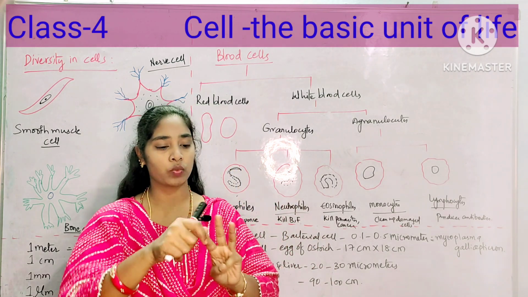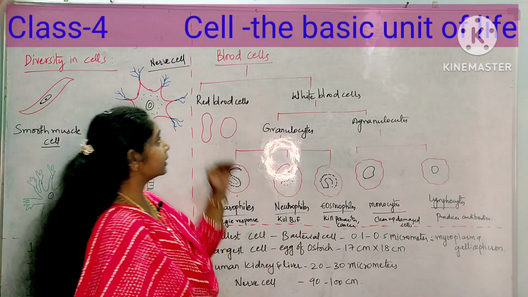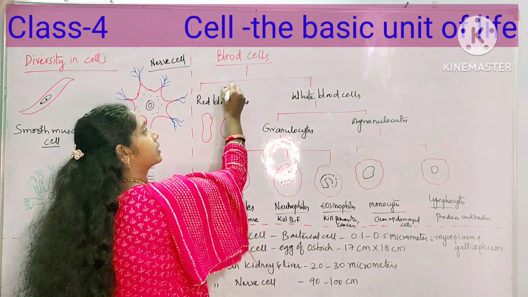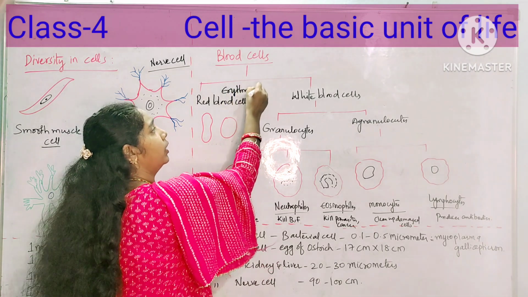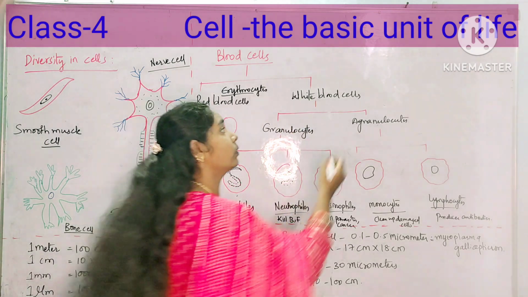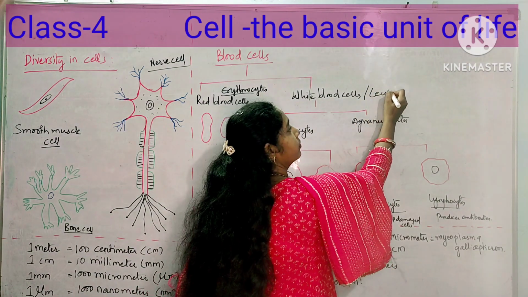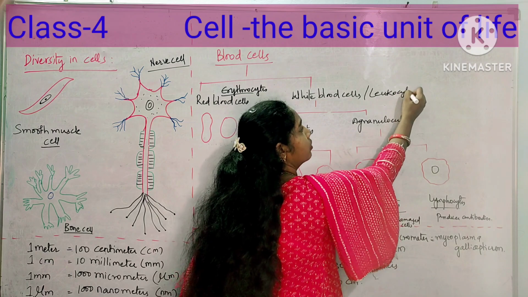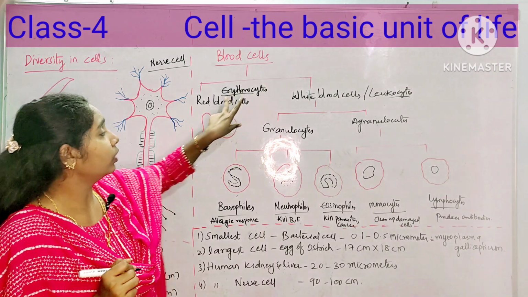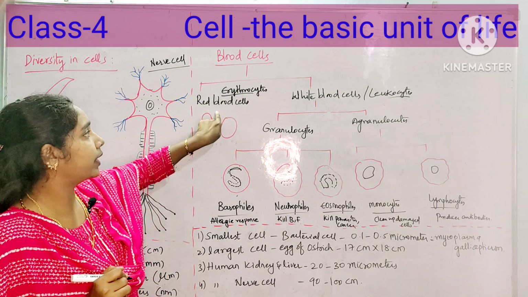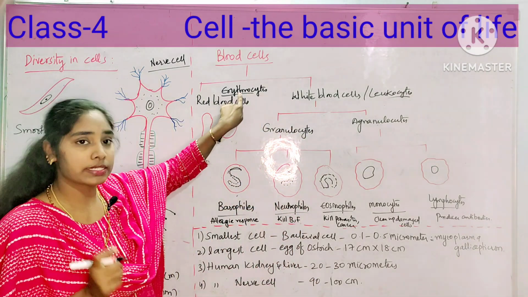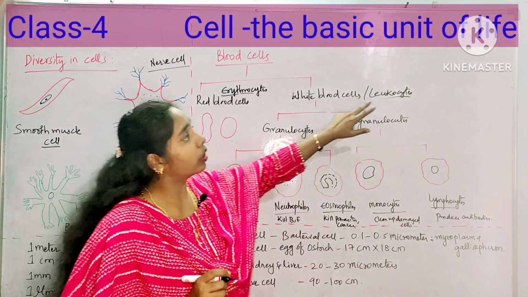Red blood cells, white blood cells and platelets. Red blood cells are also called erythrocytes, whereas white blood cells are also called leukocytes. You can write C or K there. Human blood cells are divided into red blood cells, white blood cells and platelets. So red blood cells are also called erythrocytes, and white blood cells are leukocytes.